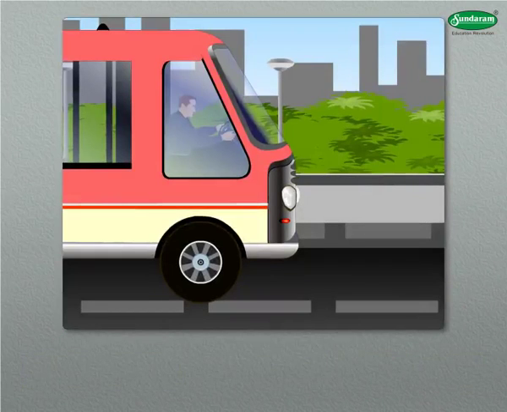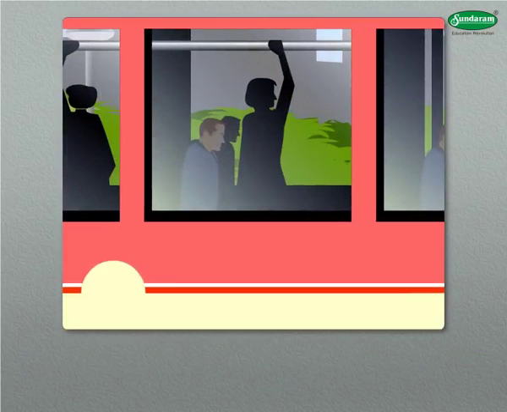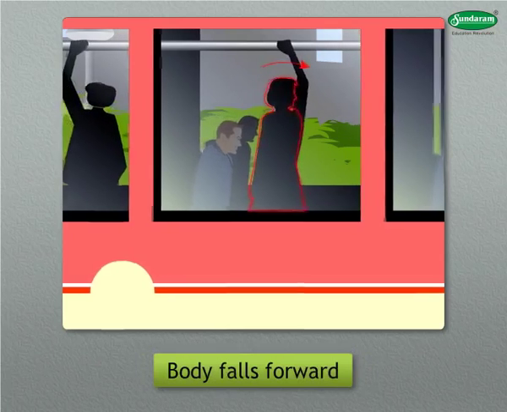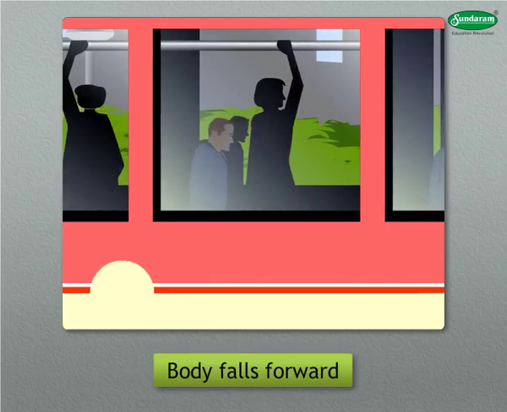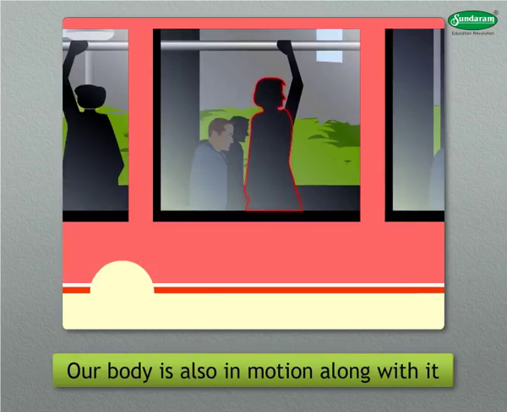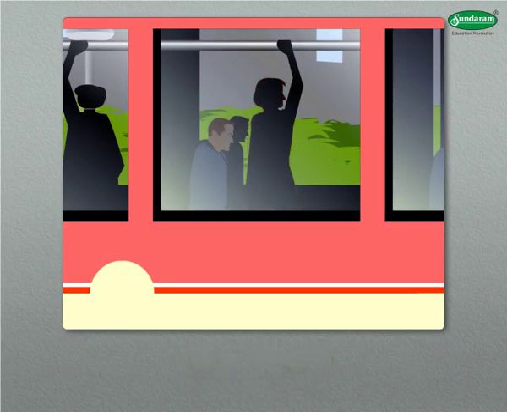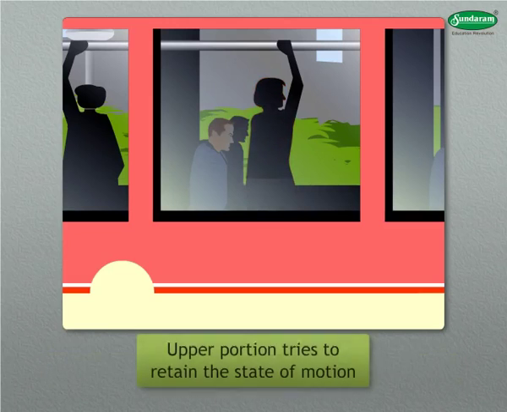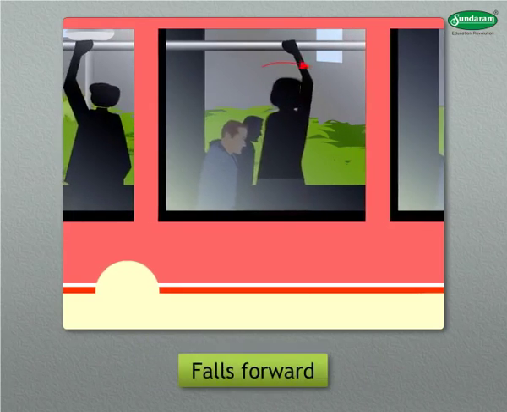The exact opposite situation occurs when a moving vehicle suddenly stops by application of brakes. In this case, our body falls forward because when the vehicle is in motion, our body inside it is also in motion along with it. When the vehicle stops, the lower portion of our body, which is in contact with the vehicle, also comes to rest. But the upper portion tries to retain the state of motion and falls forward.